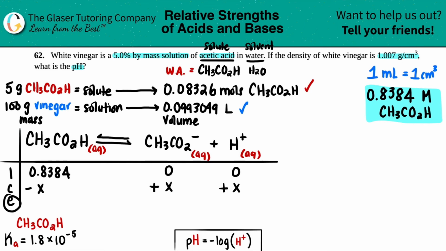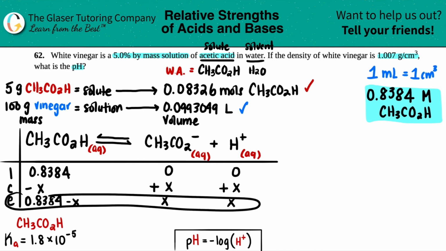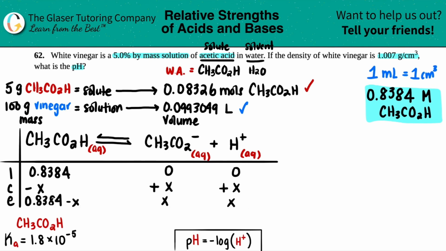Now, E stands for equilibrium. It's the initial with the change. So 0.8384 minus X is literally just 0.8384 minus X. 0 plus X is just X. 0 plus X is just X. Okay. Now we have our equilibrium line, and we're going to use these equilibrium values with the Ka expression.